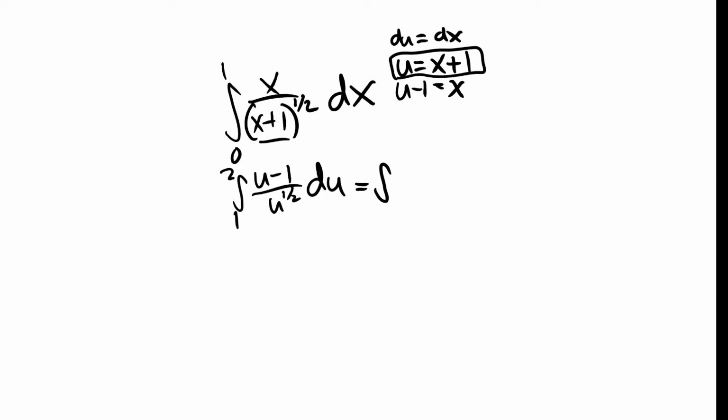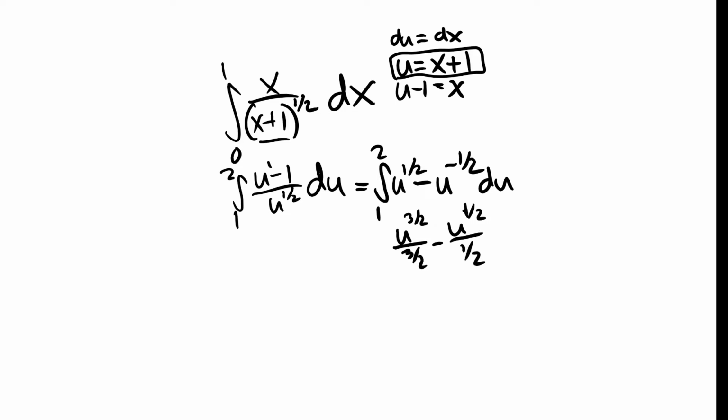So now that my bounds are fixed, I can simplify this. U divided by u to the 1/2, u to the 1 minus 1/2 is u to the 1/2. And we subtract 1 over u to the 1/2, which is u to the negative 1/2. Now, all we do is raise the power by 1 and divide by the new power, and then just plug our bounds in. So u to the 3/2 over 3/2 minus u to the 1/2 over 1/2. Evaluated at 1 and 2.